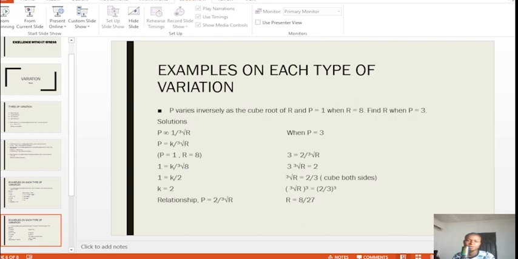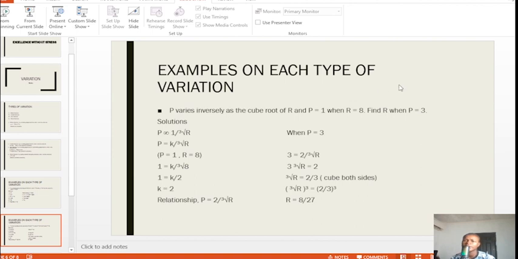Now we cross multiply in order to get the value of k, and the value of k at the end of the day is 2, because 2 times 1 gives us 2. To get the relationship between them, we rewrite our illustration and substitute k to get the relationship between the two quantities. So now we have the relationship between them.